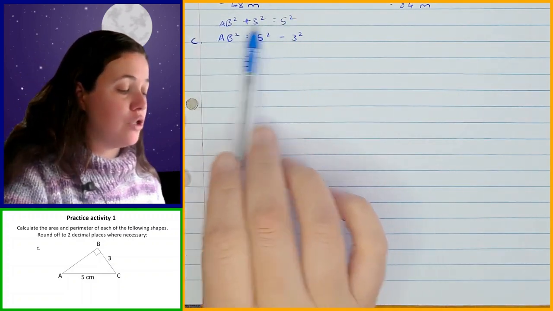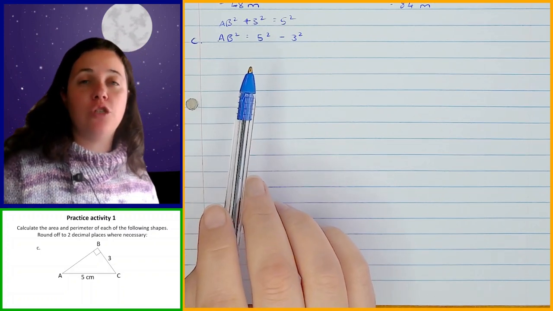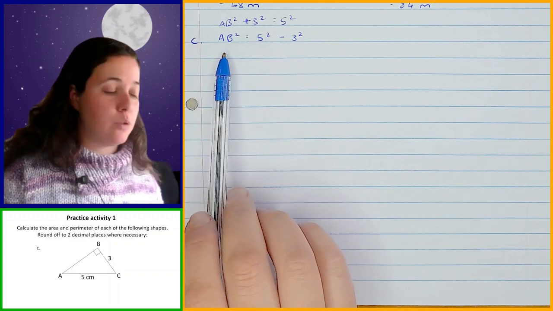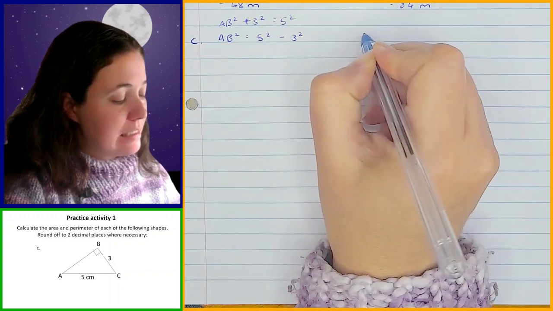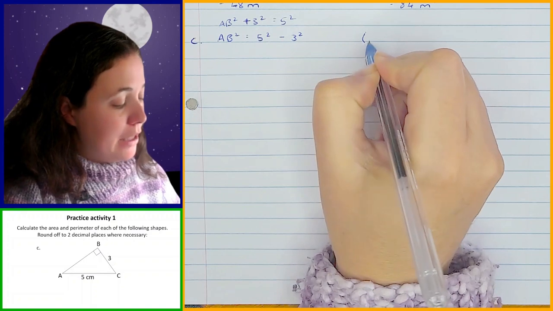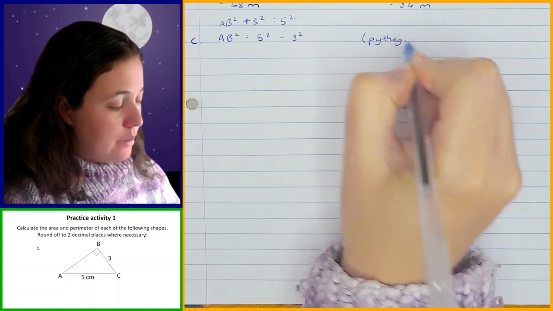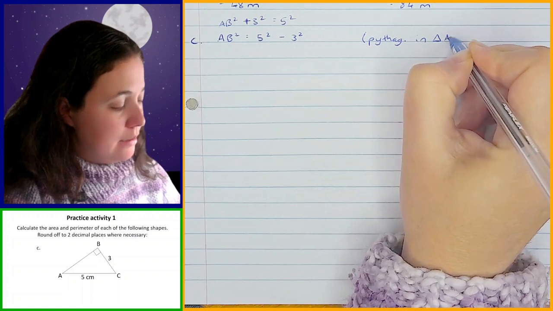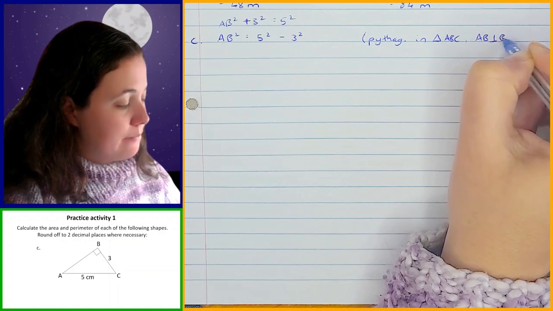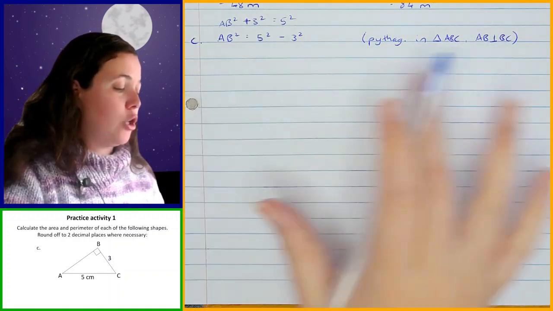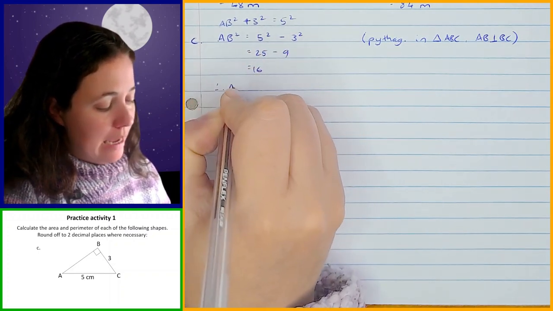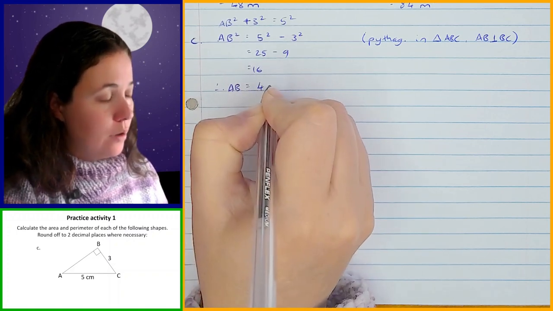If you had first written AB squared plus 3 squared equals 5 squared, that's fine. But you can go straight to this, where if you've got the hypotenuse and one of the other sides, you can say the hypotenuse squared minus the other side squared gives the third side squared. Remember, whenever you use Pythagoras, you need to give a reason. So this is the Pythagorean theorem in triangle ABC with AB perpendicular to BC. That is my opening statement. Then I've got 25 minus 9, which is 16. So therefore, AB is the square root of 16, which is 4 centimeters.